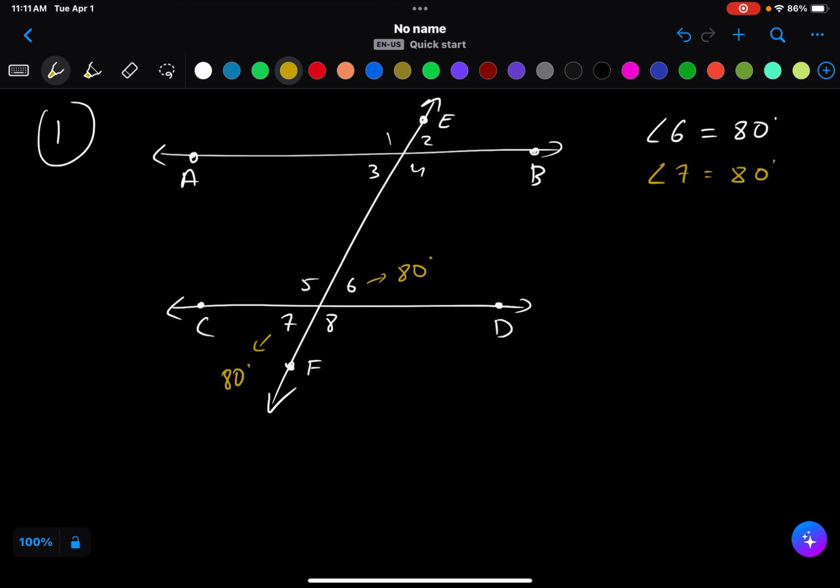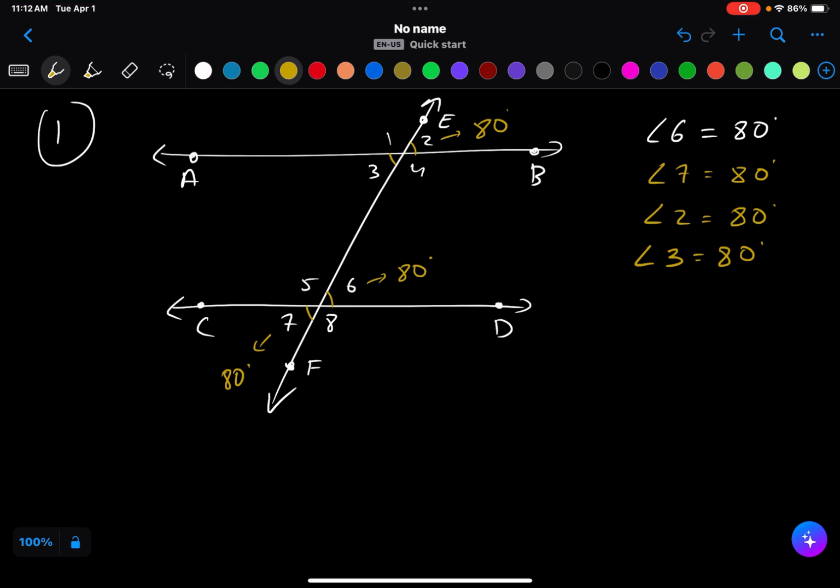Then I'm going to use the corresponding angle theorem. And the corresponding angle for angle 6 is angle 2. So angle 2 is also going to be 80 degrees. And then the corresponding angle for 7 is angle 3. So I'm going to use that to also get the 80-degree answer here. So that's all I can do within the two postulates and theorems available to me.